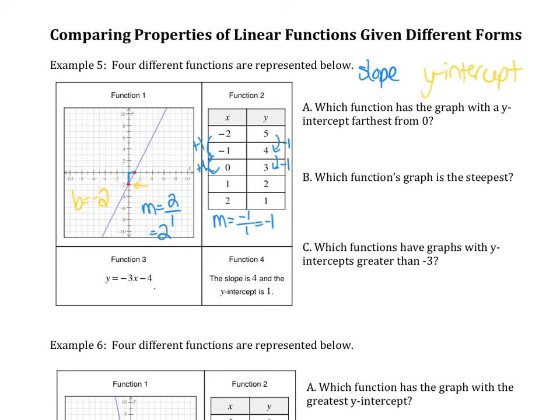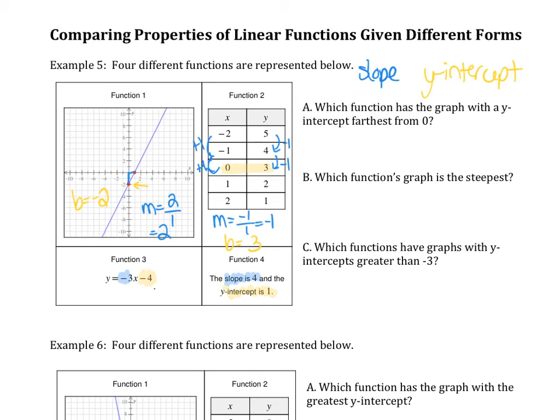And then remember, when you're given a set of ordered pairs, your y-intercept is the point where x is 0. So my b here is 3. The next function is in y equals mx plus b form, so it's pretty easy to spot there. The y-intercept is -4, and the slope is -3. And in the last function, it always gives you the answer right off the bat. The slope is 4, and the y-intercept is 1.